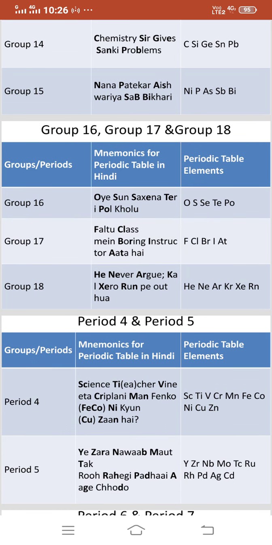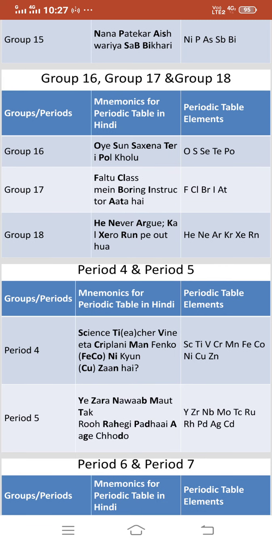Group 18 mnemonic: He never argue, काई 0 रन पे आउट हुआ. So He represents helium, never represents neon, argue represents argon, Kai represents krypton, 0 represents xenon, run represents radon. So these are the various mnemonics for P block elements.